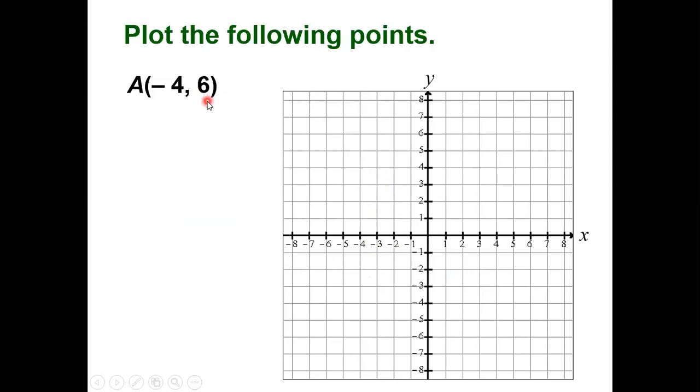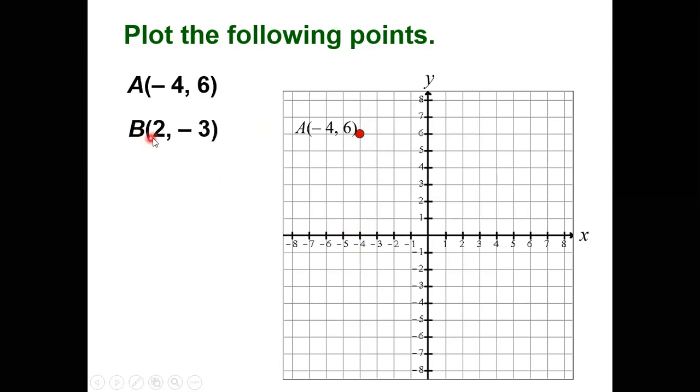And the next coordinate is -4, 6. So first move 4 units. If it is negative, it means you want to move from the origin to the left. So first move 4 places to the left. After that, the Y coordinate is 6, so move 6 places up. So this is the coordinate -4, 6.